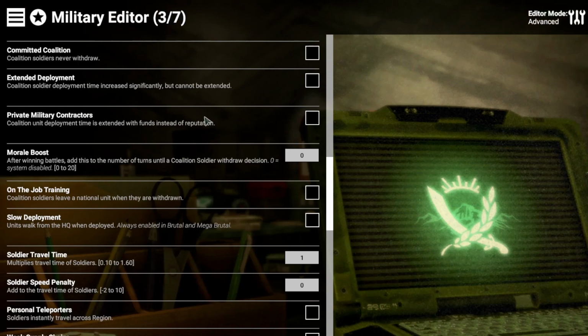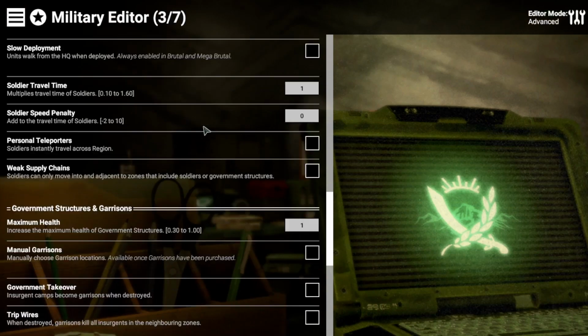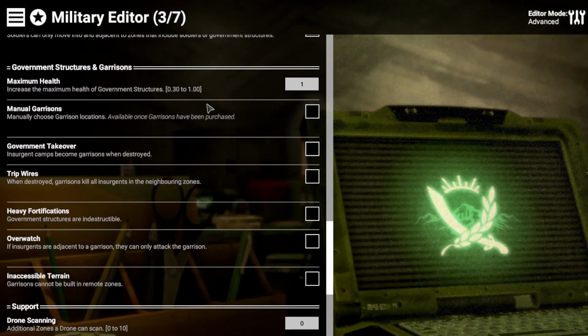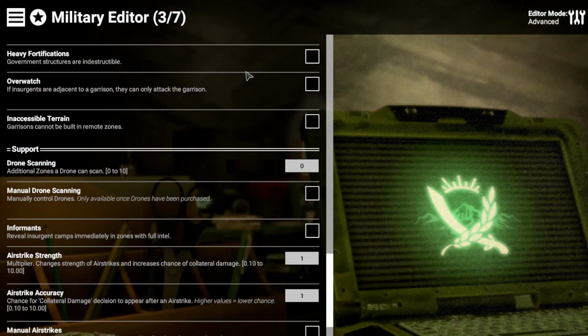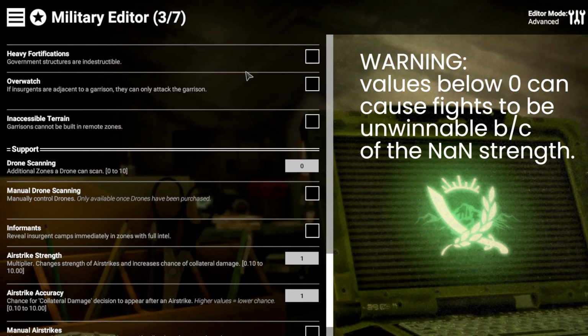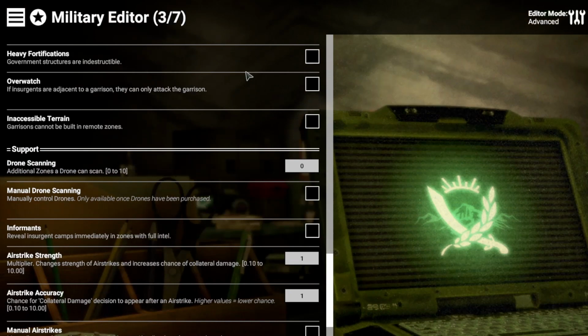Maximum health, multiply for maximum health. Setting value at 0 will mean instant loss. Airstrike strength, multiply for maximum health. Airstrike strength, self-explanatory. Values below 0 can cause your soldier strength to be not of value. Airstrike accuracy decreases the chance of airstrikes to hit civilians. Set this value extremely high to prevent pop-ups.